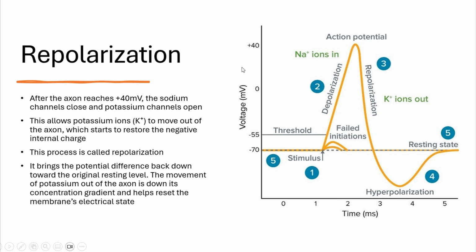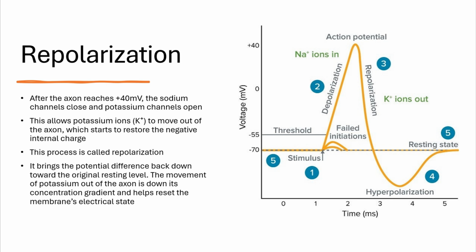Now, obviously it needs to reset so that it's ready for the next situation. It needs to get back to -70, so it's ready for another stimulus to come. It's already sent that impulse out to the body. It needs to send another one if something else happens, so it needs to come back to the resting state. So, repolarization. After the axon reaches +40, the sodium channels close, so it knows that at +40 it needs to close, and the potassium channels open.